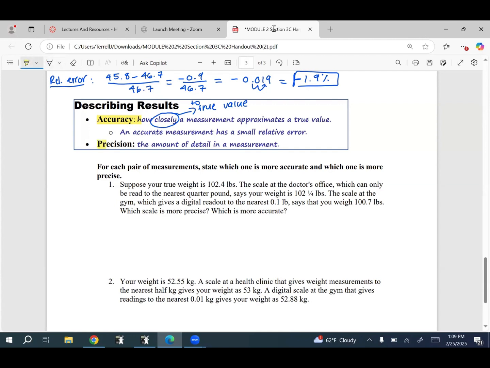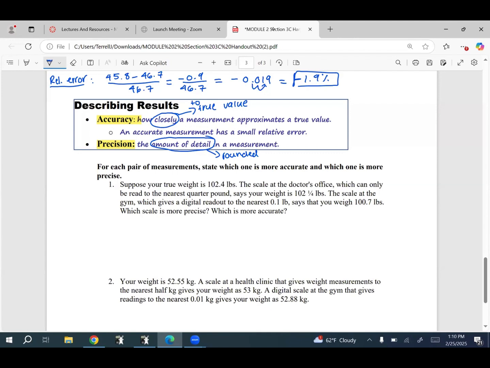Whereas precise, we're looking at the amount of detail, meaning how is it rounded? And how that relates to the true value. So accuracy, you're looking at how close your value is to the true value. And precision, you're simply looking at how detailed, how rounded your value is. So let's look at these last two examples here.